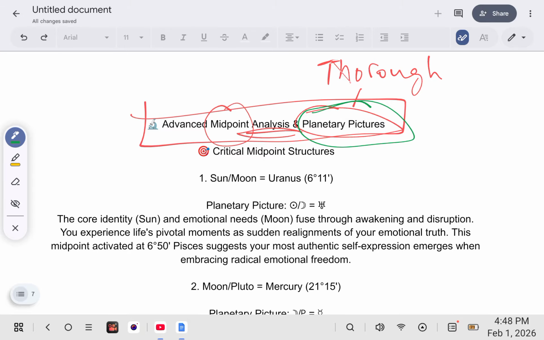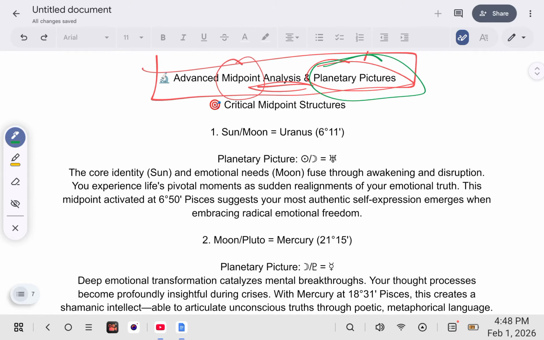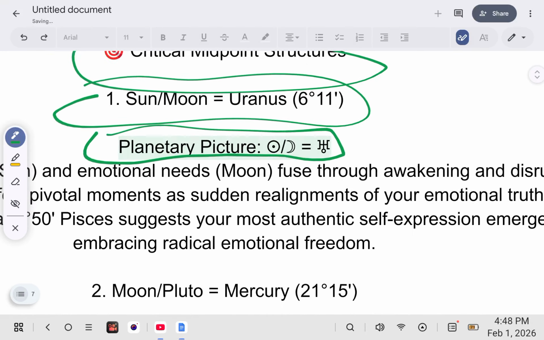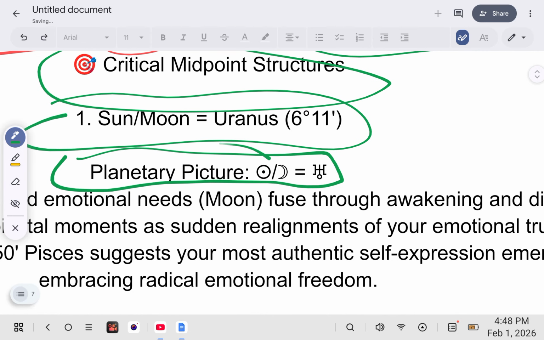But I'm trying to help you understand what critical midpoint structures are first. So Sun, Moon equals Uranus, 6°11'. This is the planetary picture. Because that's the Sun, of course, that's the Moon, and that's Uranus.